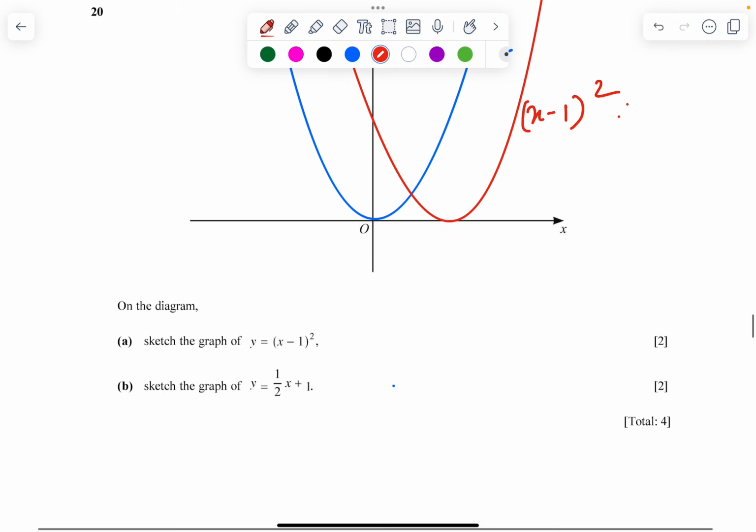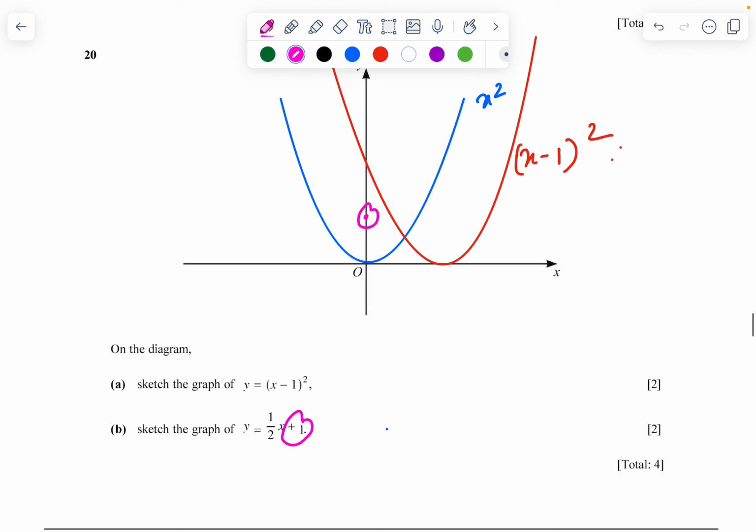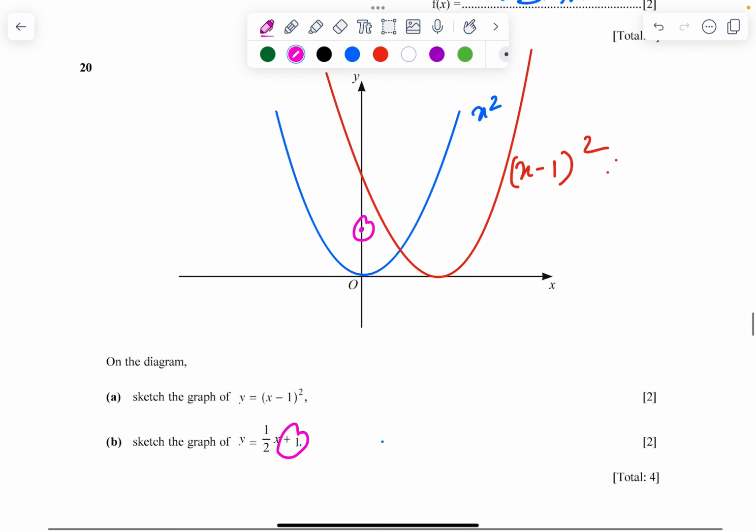Sketch the graph of y equal to half x plus 1. Half x plus 1, the y-intercept is 1. So it passes through 1 and its gradient is plus half. So it goes up. So it should be approximately, this is the way.